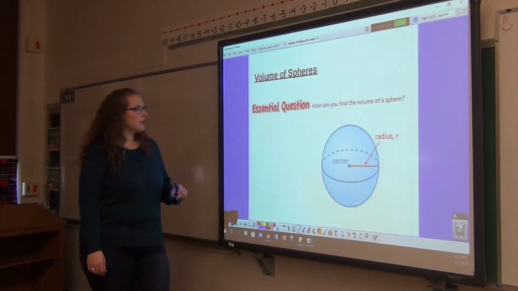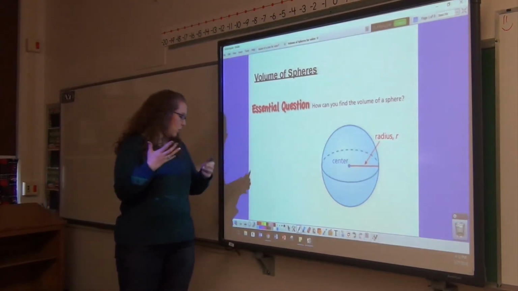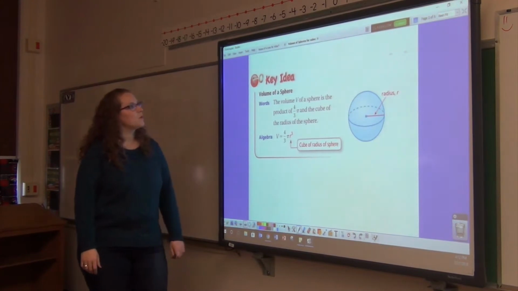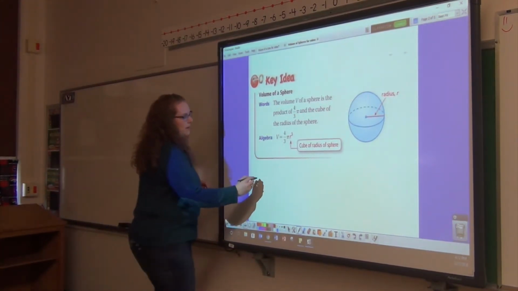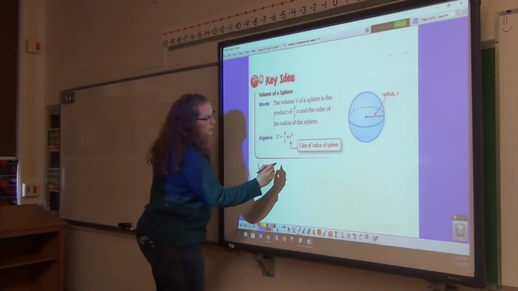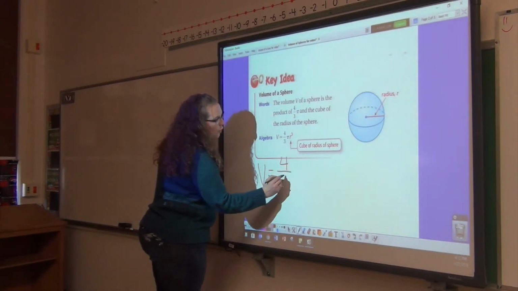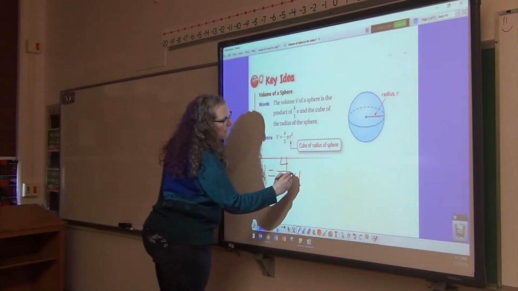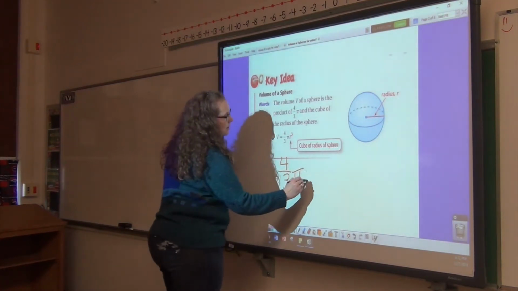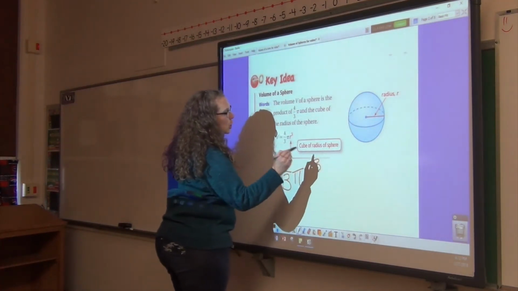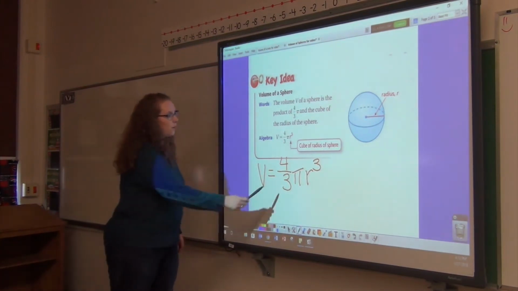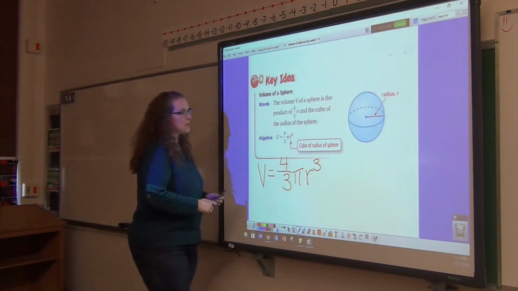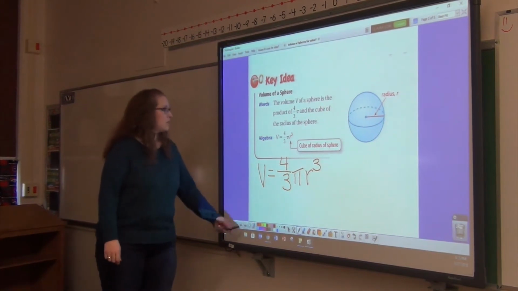Volume of spheres. A sphere is a ball, globe, something like that, something round and 3D. All right, our formula, I'm going to write this a little bit bigger, is volume equals 4/3 pi times the radius cubed. Kind of a different formula, but there you go. 4/3 times pi times the radius cubed.